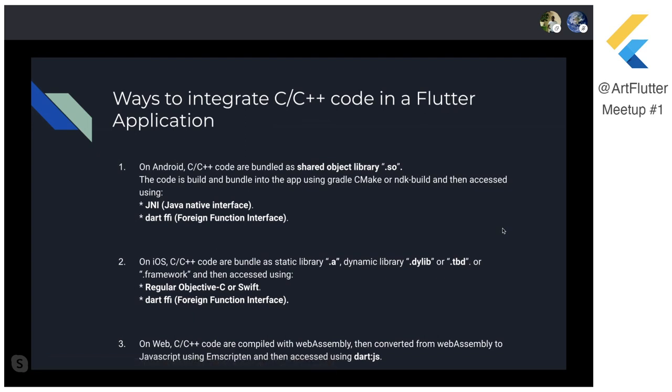So in this presentation, we will see how to access and build a C and C++ library using Android and iOS, and then how to access it using Dart FFI on both platforms, Android and iOS. So why not use the Java Native Interface or the regular Objective-C and Swift? Because in Dart, you have something that is called an isolate. And when your app is launched, it's actually running on an isolate. And the isolate has its own memory.